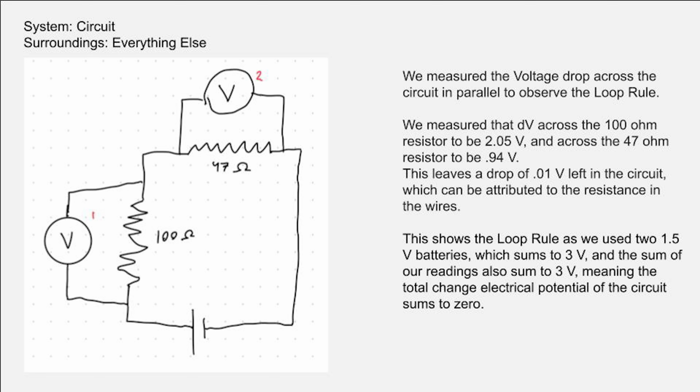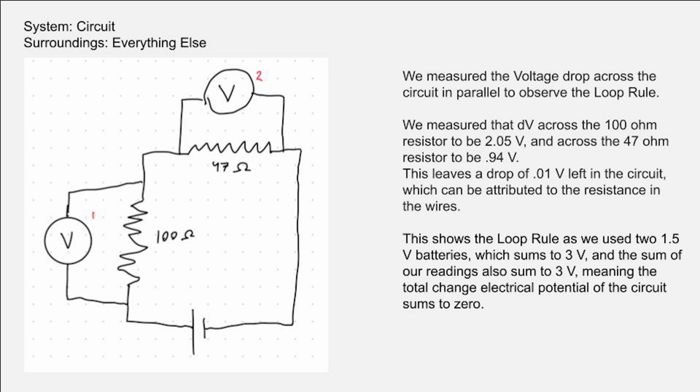We measured that the voltage across the 100 ohm resistor was about 2.05 volts, and across the 47 ohm resistor to be 0.94 volts. The batteries are two 1.5 volt batteries, meaning a total of 3 volts is being powered at the beginning. This leaves a drop of 0.01 volts in the circuit, which we attribute to the resistance in the wires. This shows the loop rule, as the sum of two 1.5 volt batteries is 3, and then 2.05 plus 0.94 plus 0.01 also sums to 3, meaning that the total change in electric potential across the circuit sums to be 0.